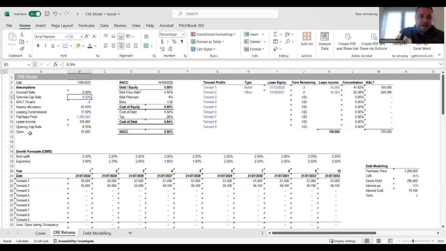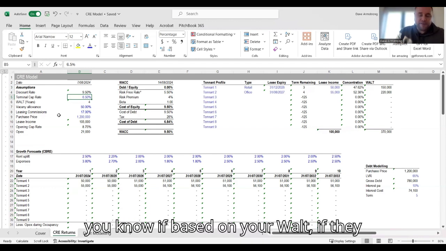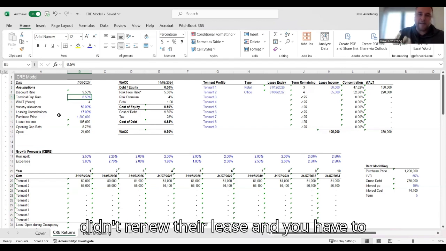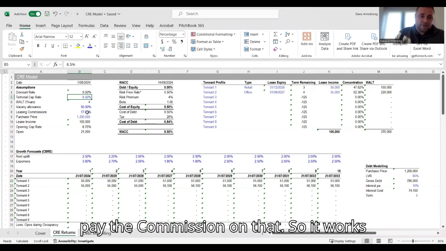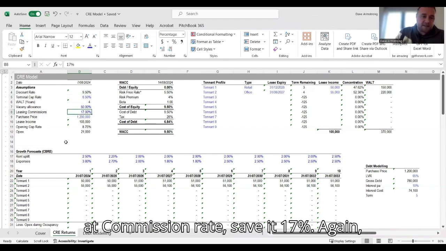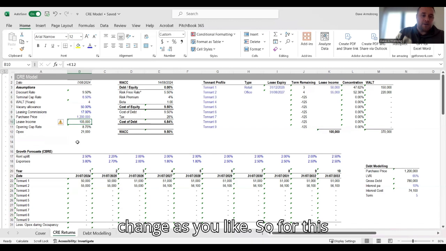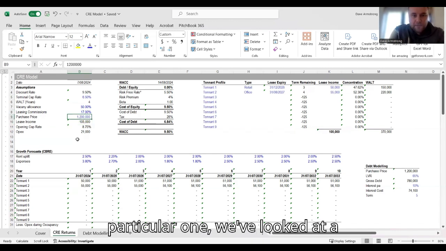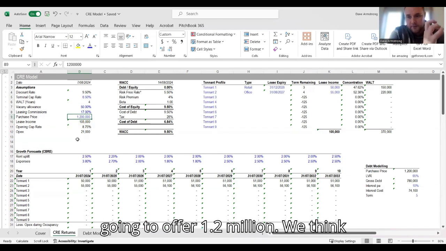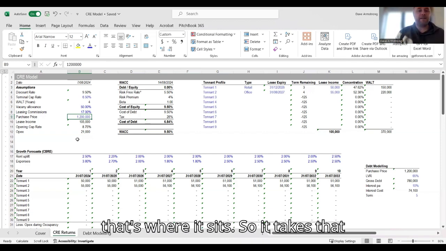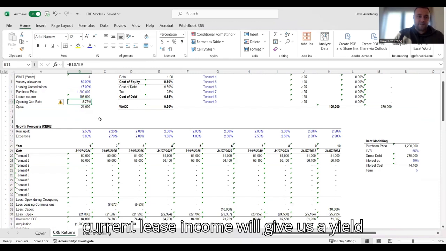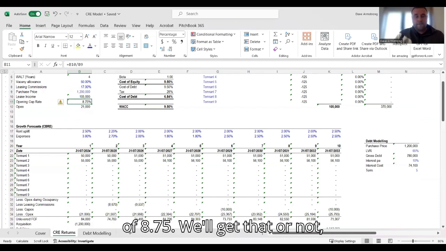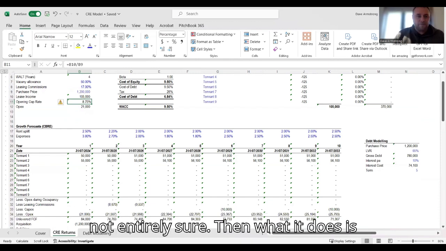Then it works out, based on your WALT, if they didn't renew their lease and you had to get in an agent to find you new tenants and paid a commission on that. So it works out the commission rate, set at 17%, again, change it as you like. For this particular one, we've looked at a property and we've said, right, we're going to offer 1.2 million. We think that's where it sits. So it takes that calculation and works out, based on the current lease income, a yield of 8.75. Whether we'll get that or not, I'm not entirely sure.